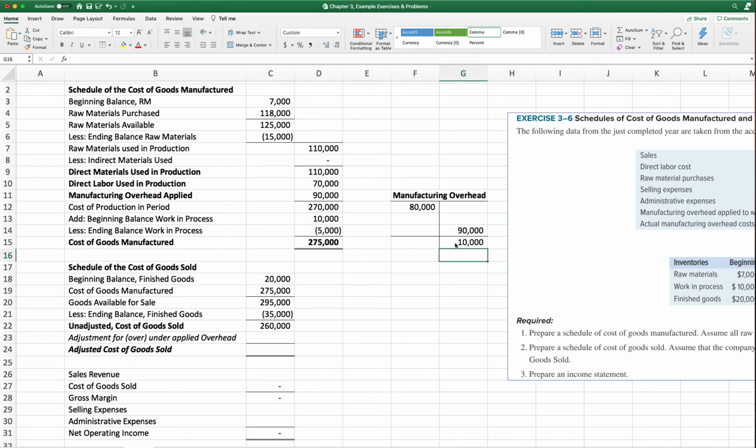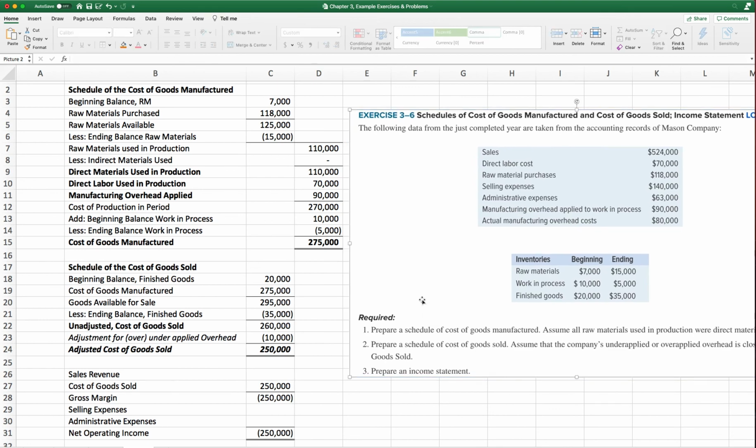So if I've over applied it, that means I need a debit to manufacturing overhead to zero it out and a credit to cost of goods sold. So what I want to do is subtract $10,000. Sum those two up, and we get our adjusted cost of goods sold of $250,000.